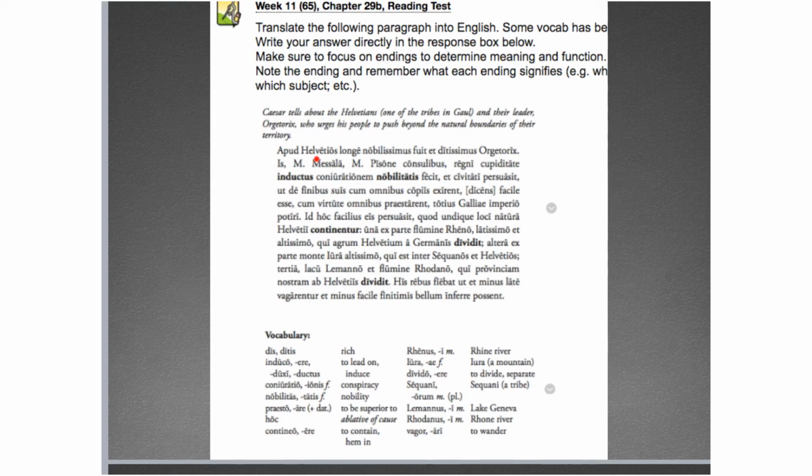All right, so in the land of the Helvetii, by far the most noble and the wealthiest was Orgetorix. This guy, when M. Messala and M. Piso were consuls, because of a desire for power, or I should say, motivated by a desire for power, made a conspiracy of the nobles and persuaded the state to leave from their borders with all their stuff. All right, I'll let you take it from there.